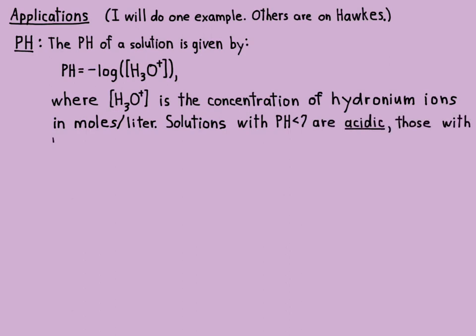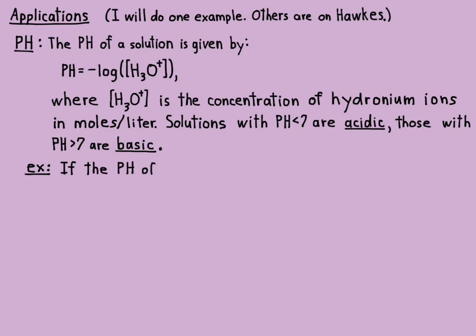Solutions with a pH less than 7 are acidic, and those with a pH greater than 7 are basic. The reason for the minus in front of the log is if you don't have it, your answer will be negative, and they just wanted the pHs to be positive. There's no reason to measure things with negatives.